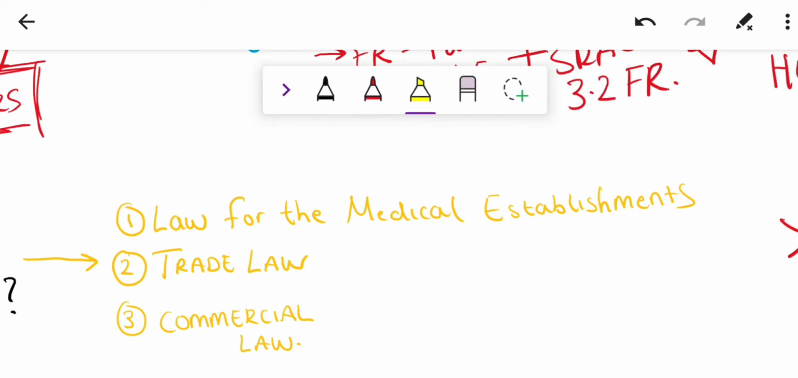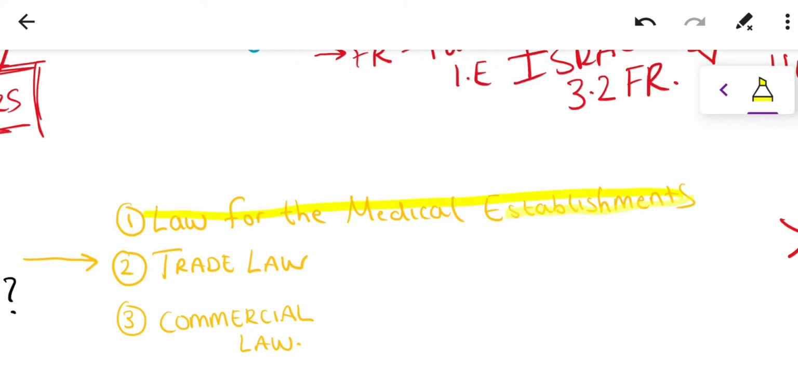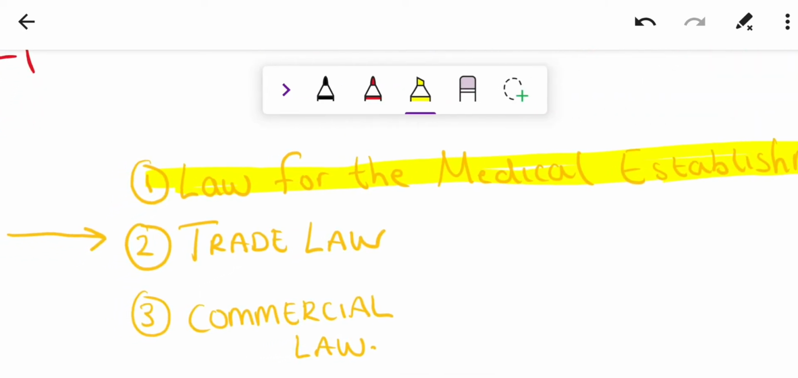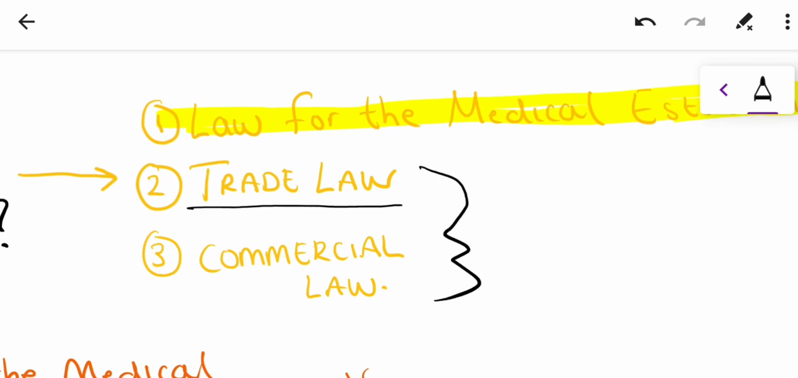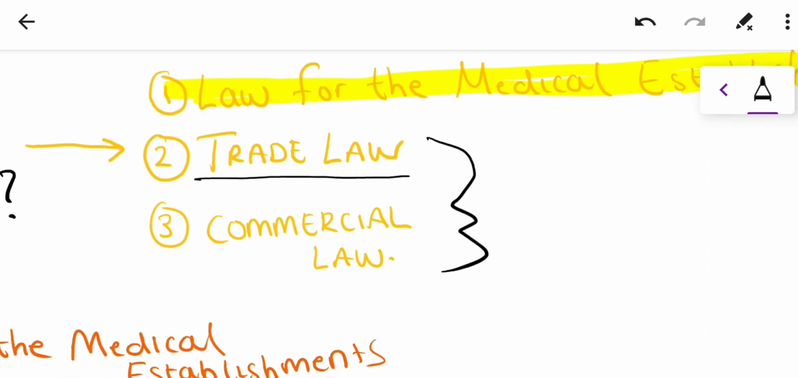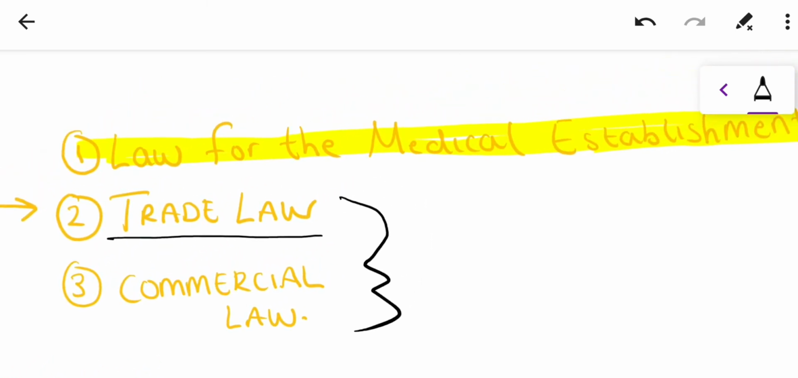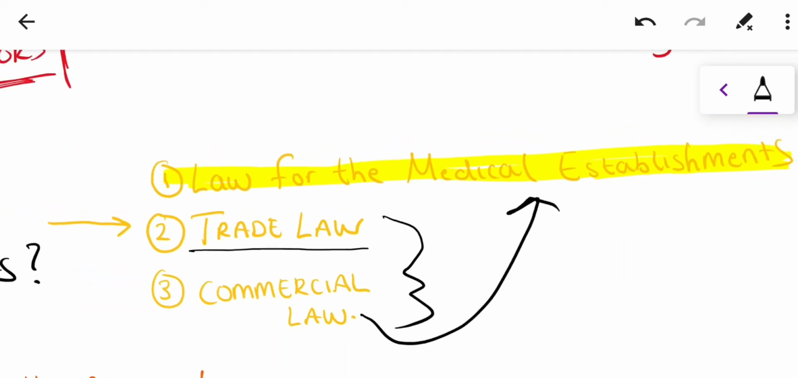Now, number 1, we have already seen it before, and I'm not going to tell you where because it leads on to my next question. But then we have these 2, trade law and commercial law. Trade law I have never seen. Maybe in one of the older lectures, but it's a strange one. And third one, commercial law. We've seen this in the previous lecture in regards to law for the medical establishments. It was tied in with that law.